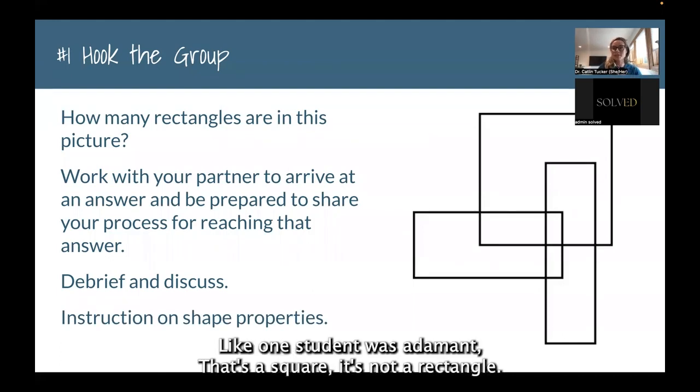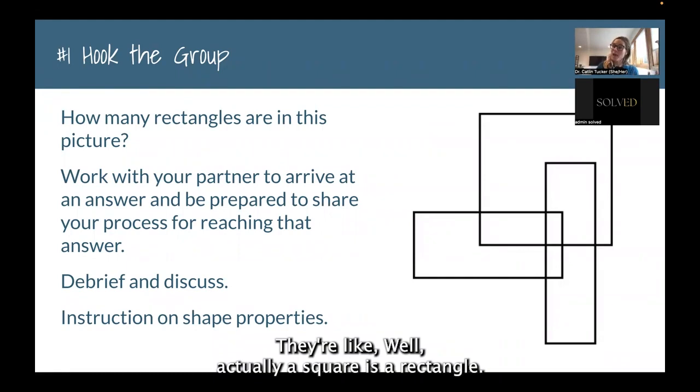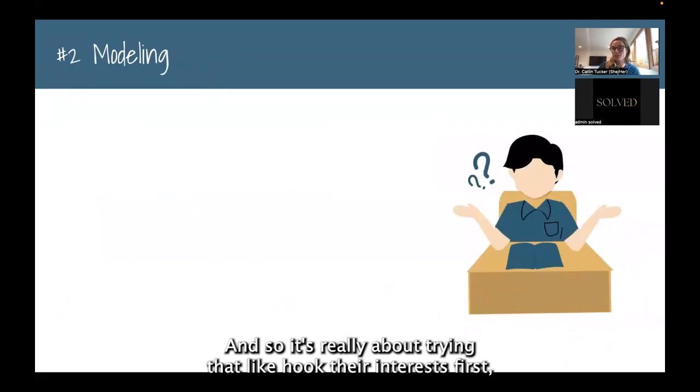Like one student was adamant, that's a square, it's not a rectangle. And so he got to pull that into the conversation. And like, well, actually a square is a rectangle. So it's really about trying to hook their interests first.